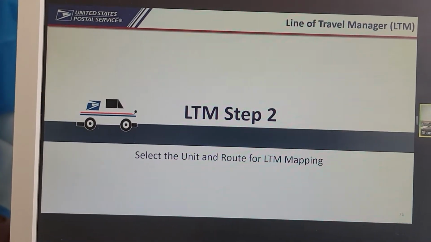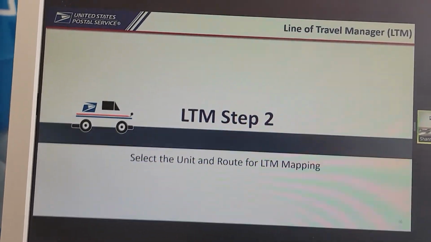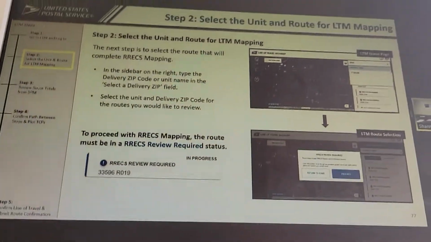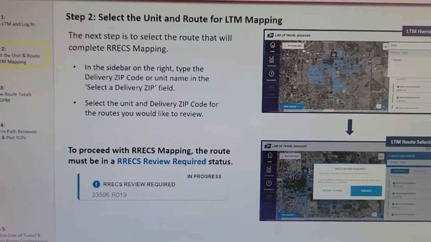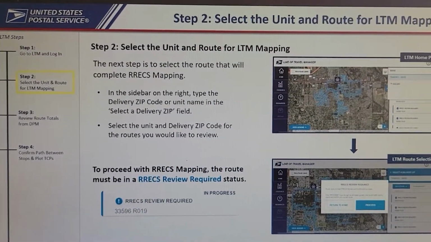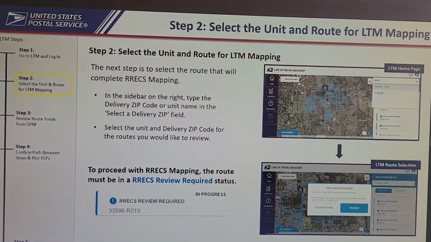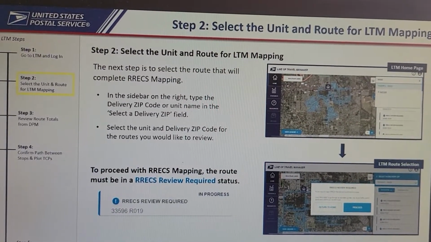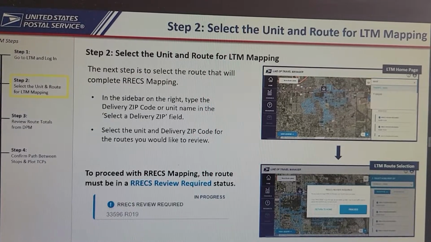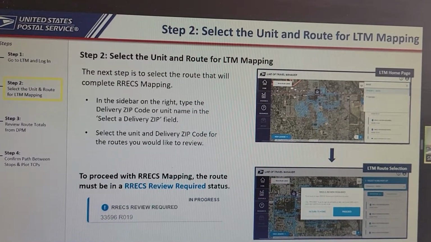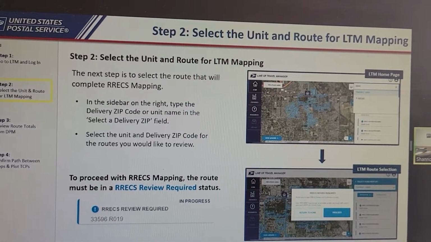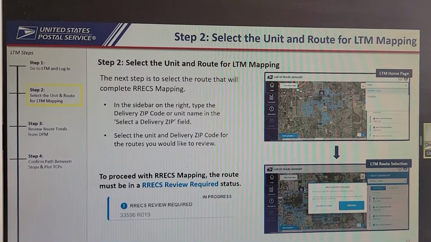Step 2 is selecting the unit and route for LTM mapping. So once you get logged in, you're going to enter your 5-digit zip code over there on the route, and you're going to see all your routes populate under that zip code. What you are looking for is for the status of that route to be blue, and it would be in a REX review required of the route you just completed over in VPN.